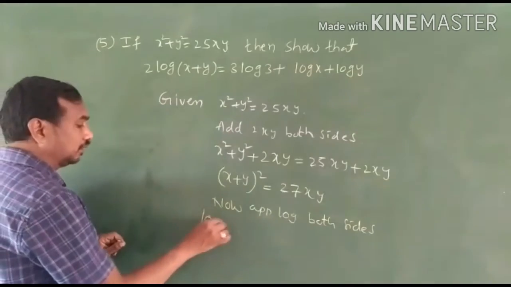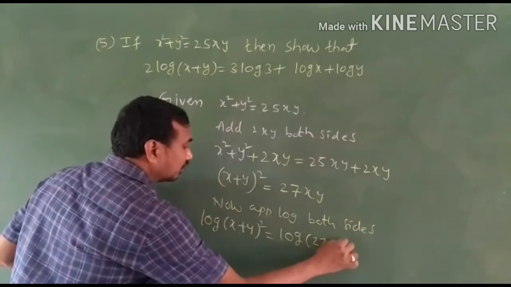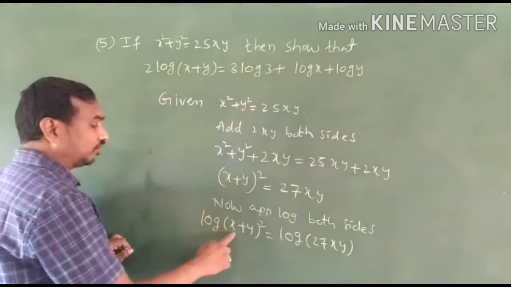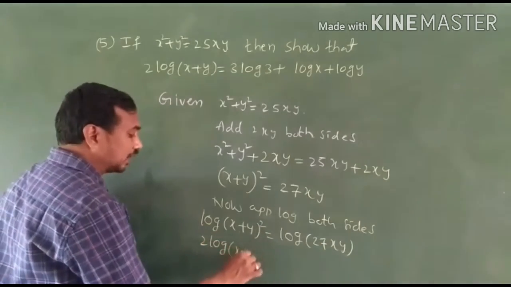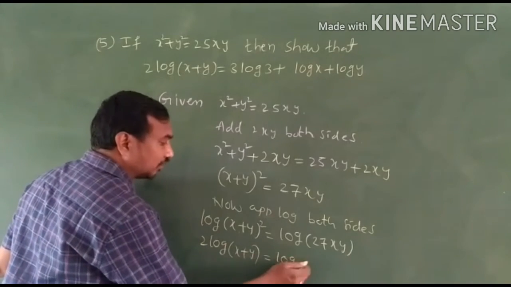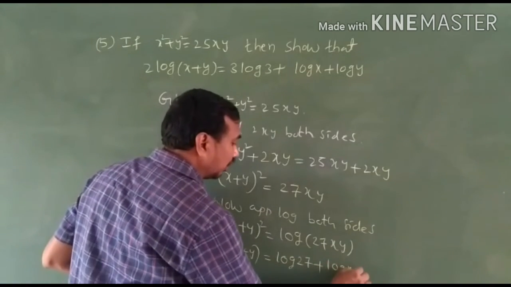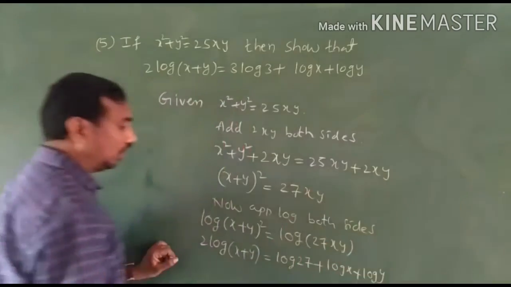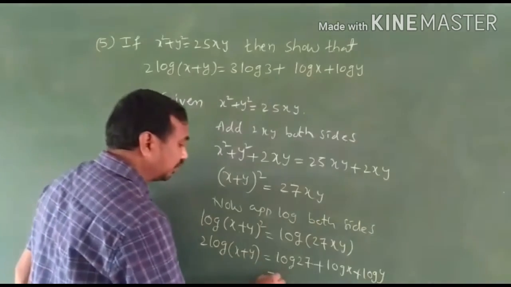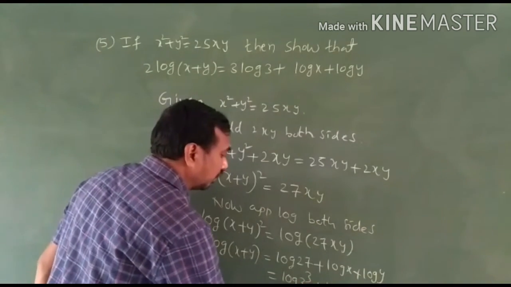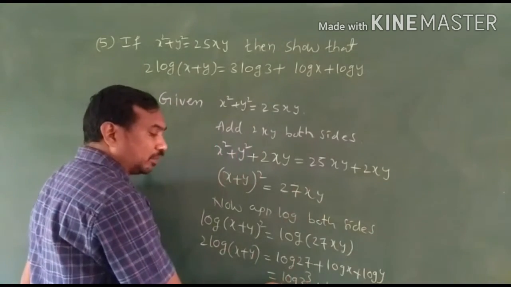Then log x plus y whole square equal to log 27xy. Now this is in the form of log x power n to the base a. That is, this can be written as 2 log x plus y, which is equal to, this is in the form of log x into y into z, that is log 27 plus log x plus log y. Now LHS we got 2 log x plus y equal to, this log 27 can be written as log 3 cube plus log x plus log y. Now again it is in the form of log x power n to the base a.